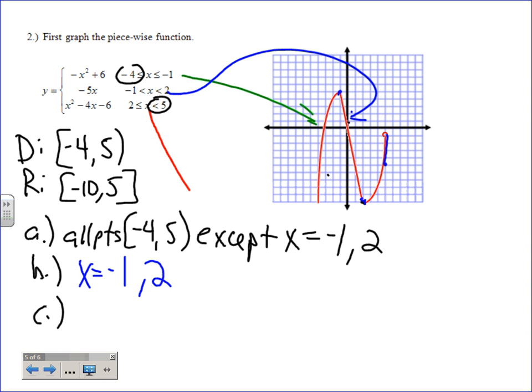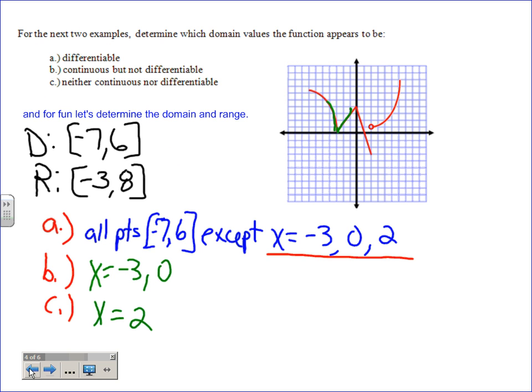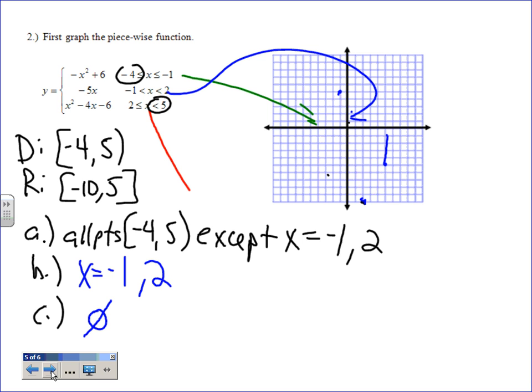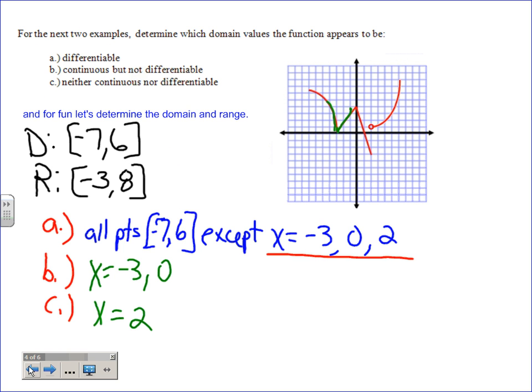And how about C? What's the question? Neither continuous nor differentiable. It's not even in our domain. 5's not even in our domain, so how can it possibly be? Yeah, 5 parentheses, not including 5. So say that one more time. Yes. As far as this last one, yeah, it was actually in the domain, yes.